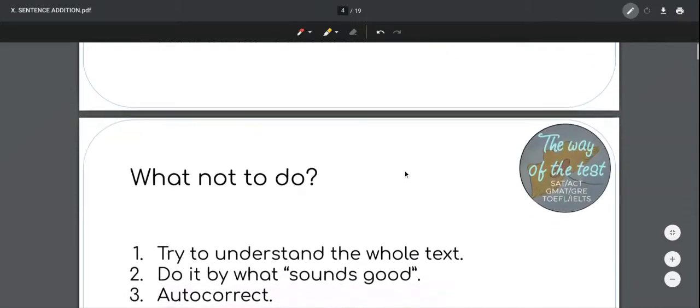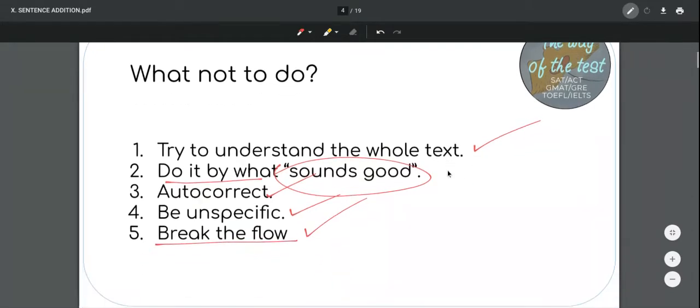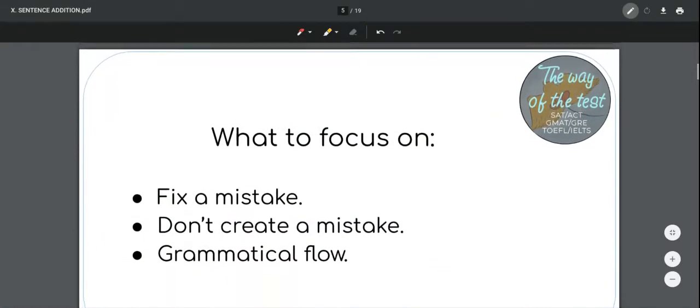So what we shouldn't do: we're not going to understand the whole text. We're not going to do it by what sounds good. And this is very important. In this question type, we'll be tempted to choose one just because it sounds good to us, or just because that's the way we would write it. Be very careful. This is one of the question types in which we're basically going to look for mistakes. Basically, the way we're going to solve this is by choosing mistakes. We're not going to autocorrect, we're not going to be unspecific, and we definitely don't want to break the flow. I'm also going to explain what I mean by breaking the flow.